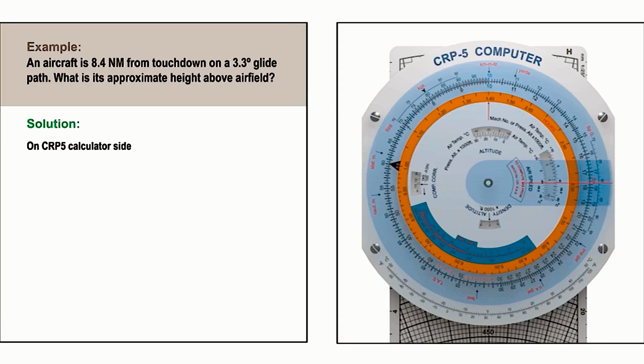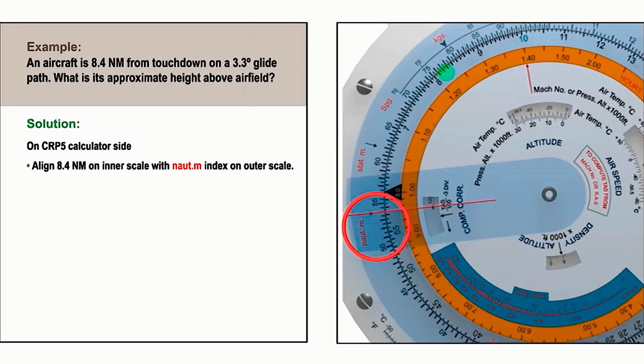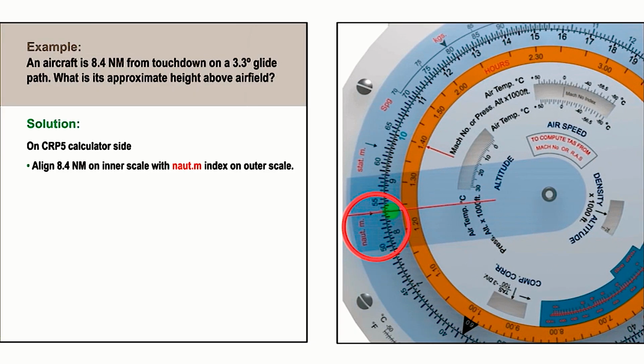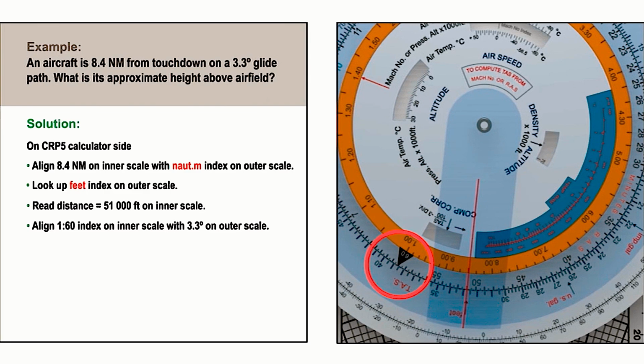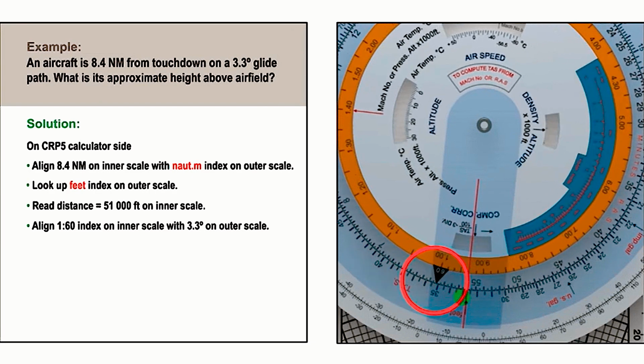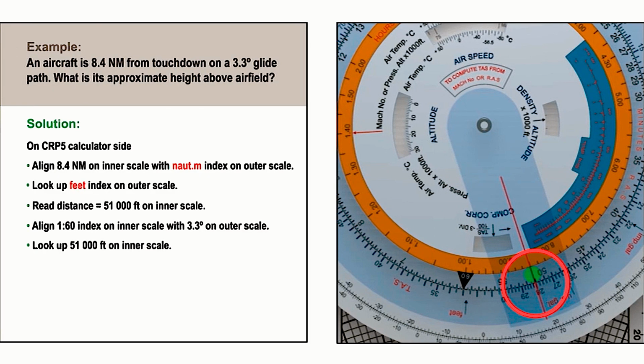First, we convert nautical miles to feet by lining up 8.4 on the inner scale with the nautical mile index on the outer scale and reading off the value of 51,000 feet on the inner scale against the feet index on the outer scale. Now we line up the 1 in 60 index black triangle on the inner scale with the glide path angle, 3.3, on the outer scale. Looking up 51,000 feet on the inner scale, we can now read off the approximate height of 2,800 feet on the outer scale.